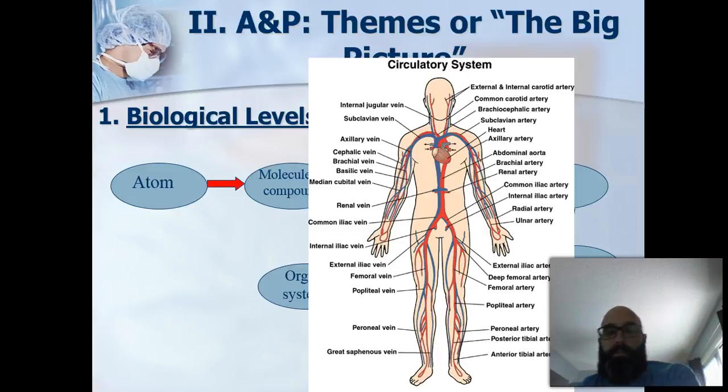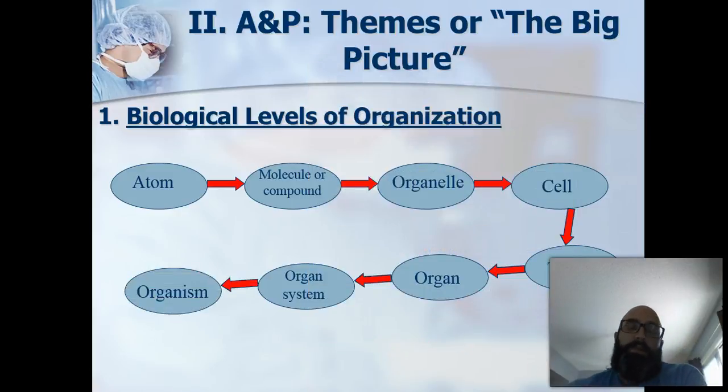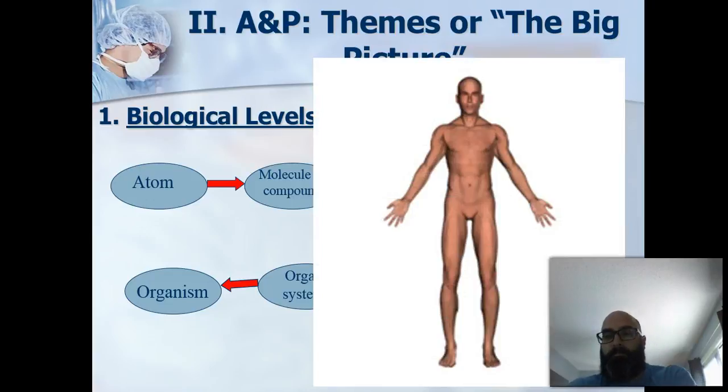All of those things build and build until you get an entire organism. So when you have several organ systems working together towards one common function, which believe it or not is homeostasis, you end up with an entire organism. You can actually go beyond the organism level for biological levels of organization, but for all practical purposes in this class, this is not an ecology class, so we're not really going to go past organism at all.